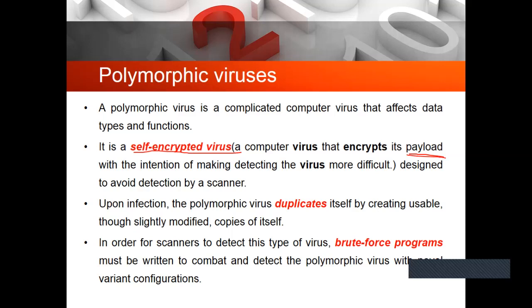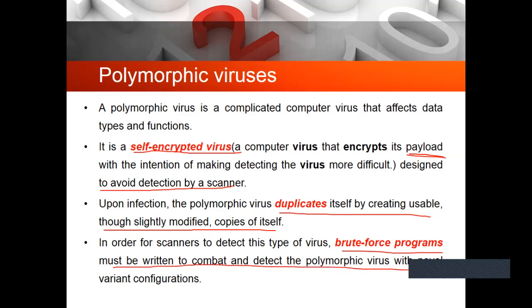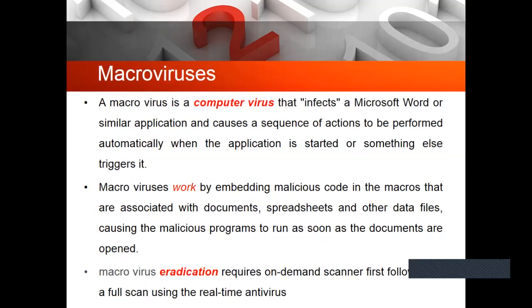It is designed to avoid detection by a scanner. Once your system gets infected by this virus, it duplicates itself by creating usable though slightly modified copies of itself. In order to detect this virus, you have to use brute force programs, which must be written to combat and detect the computer virus with novel variant configurations. So for polymorphic viruses we need to use brute force programs.